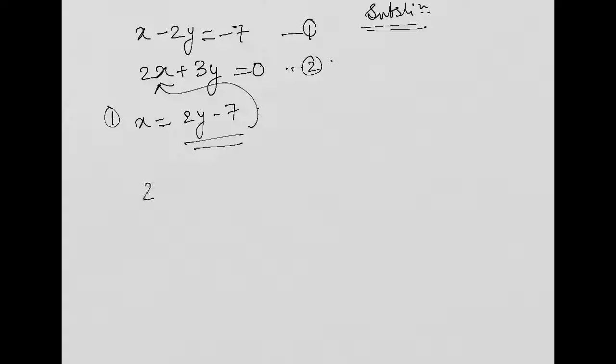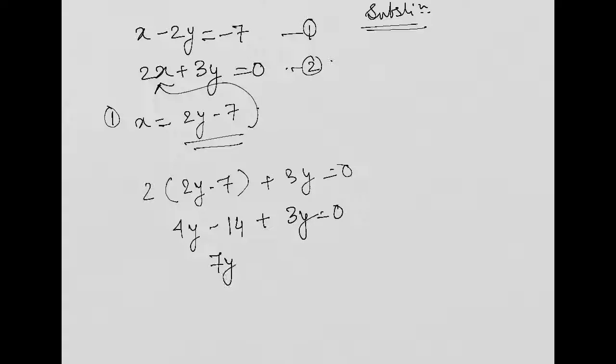So what I am doing, 2 into 2y minus 7 plus 3y equals 0. Now 4y minus 7 plus 14, so 3y equals 0. So 7y equals 14, or y equals 2. Then again replacing this value over here, what I am getting, x equals 2 into 2 minus 7 equals minus 3.